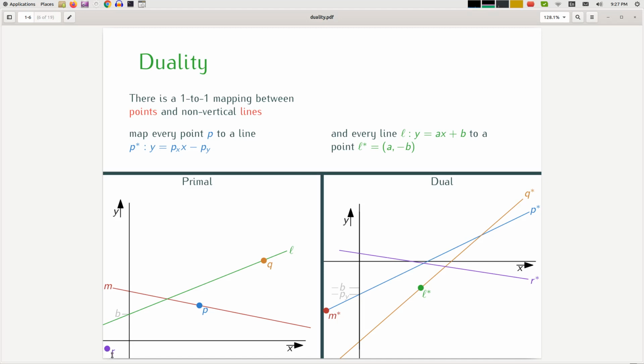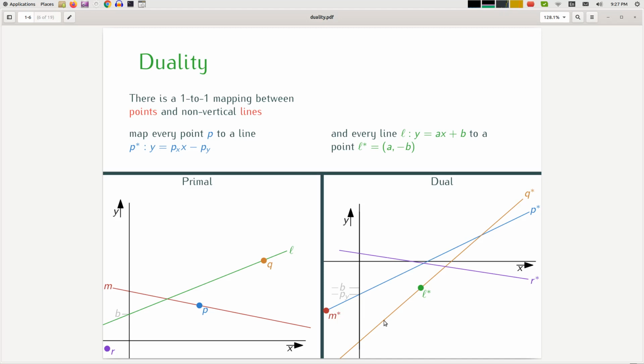the point R is below the two lines L and M, so therefore the line R star will be above the points M star and L star. Similarly, the point P is on the line M, so therefore the line P star will go through the point M star. Similarly, Q is above line M, so therefore the point M star will be above the line Q star, and so on.